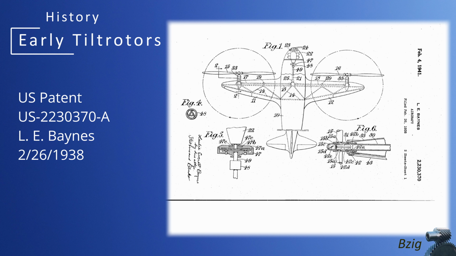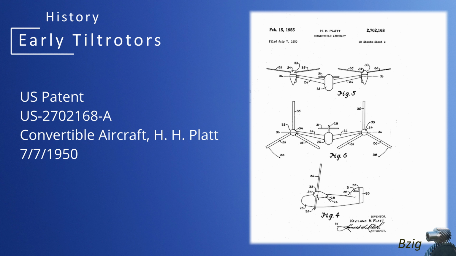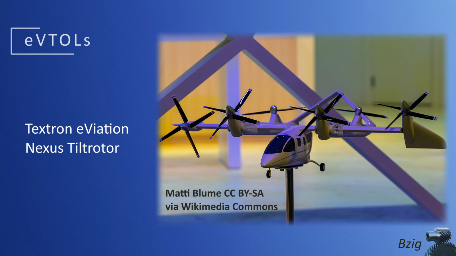Tiltrotors are not a new idea. The first concepts for these aircraft date back to the 1930s, and they first started flying in the 1950s. Here's an image of the Baynes tiltrotor from 1938, and here's an image of the Platt-LePage design. Platt's tiltrotor was likely near in time to Baynes. The Platt-LePage company was active from 1938 to 1947, but Platt didn't file this patent until 1950. Bell ended up licensing this patent from Platt, and this may be why he patented it after his company ceased operations.